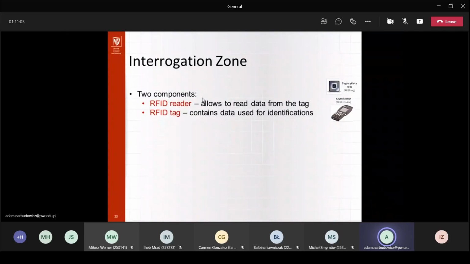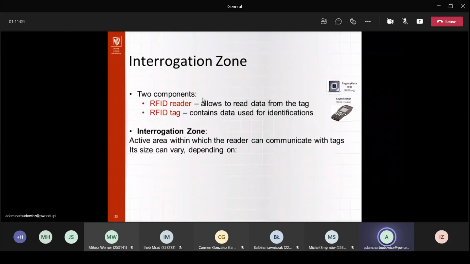Okay. So then there's a so-called interrogation zone, which basically means this is the area where you can have communication between the tag and the reader, right? So this is typically up to a few meters. The range is very, very small, and this is because, of course, the tag is passive, or in most cases it is passive, right? So it accepts power from the reader, which is used for powering and transmitting back information.